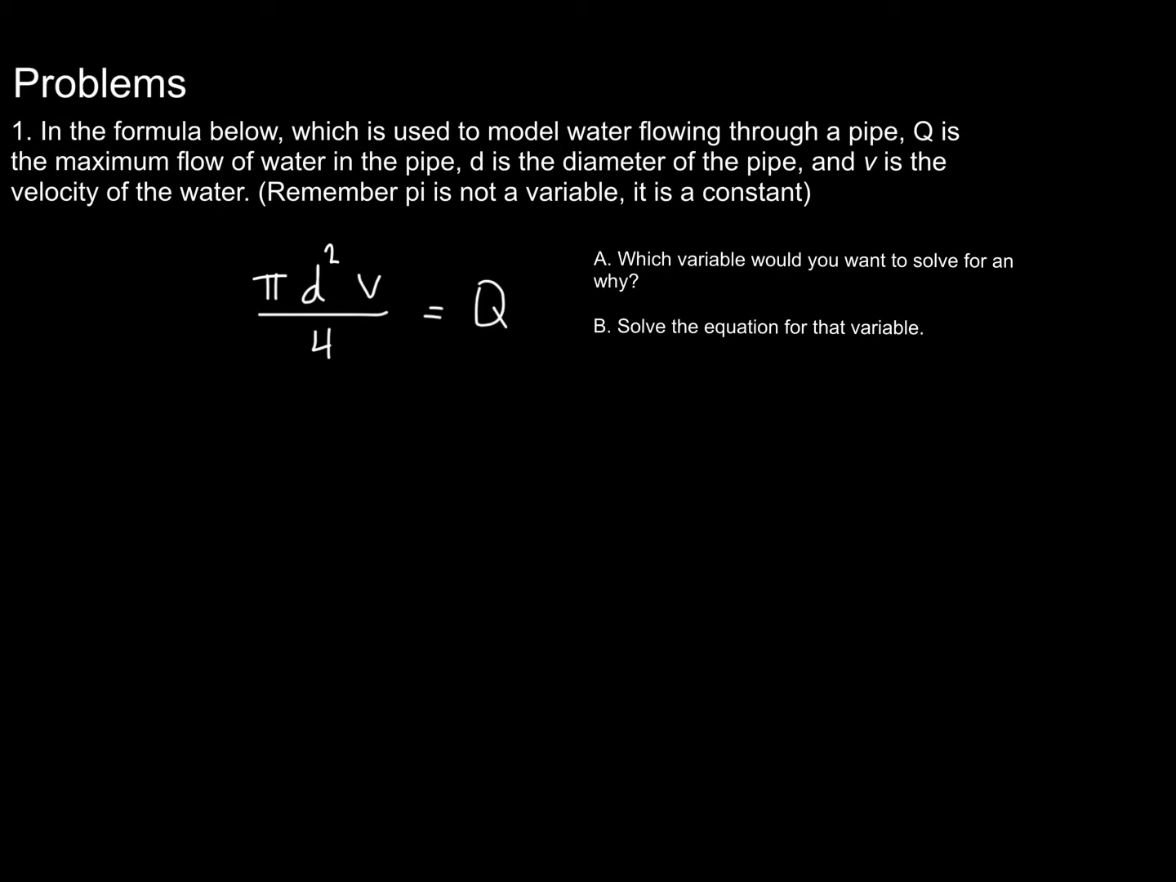Alright, I hope that went well. This equation is useful in fluid dynamics, meaning that it helps us model the components of a situation where water is flowing through some pipe. And just make sure you remember, pi represents the number 3.14 and so forth. But we don't want to write out all those digits, so we use that Greek letter to represent pi. It's not a variable, it doesn't change value. But d represents the diameter of the pipe, v represents the velocity of the water, and q represents the maximum flow of water in the pipe.